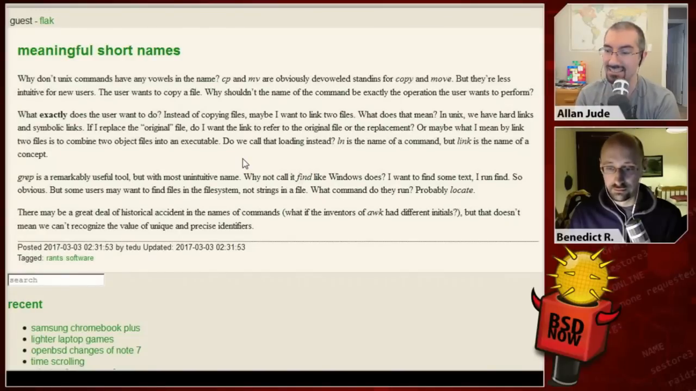So what do we call that instead? ln is the command, is the name of a command, but link is the name of the concept. And that concept can be ambiguous, and you could be linking files or linking objects to make an executable.